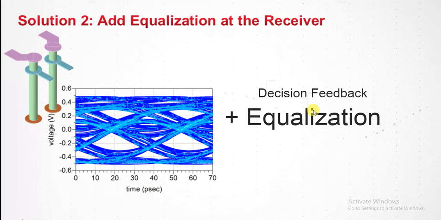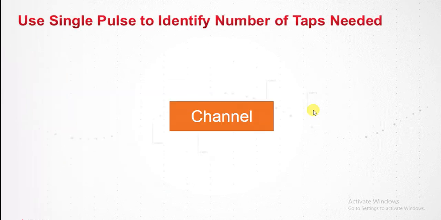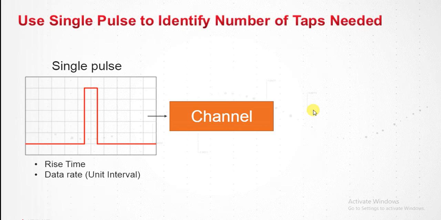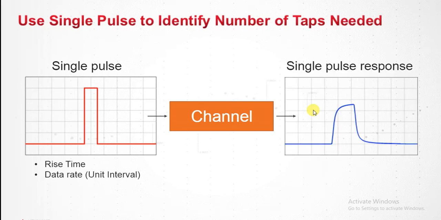And now the question is, well, I can do DFE, decision feedback equalization, but how many taps do I really need? And the question can be answered with single pulse response. We can use single pulse response to identify the number of taps needed. Single pulse response is a technique that is more and more used in the industry, and I'm a big fan of it. It is where we send a single pulse with a specific rise time and data rate, i.e. the unit interval, through a channel and see what comes out. I haven't seen two single pulse responses that are identical on the channels. It can help you identify the loss and impedance discontinuity.